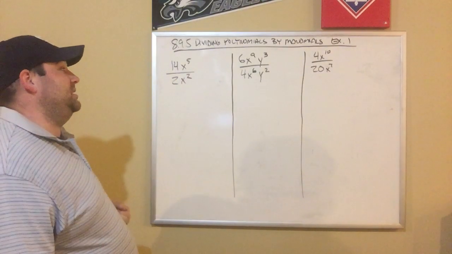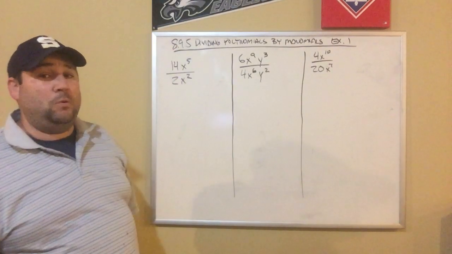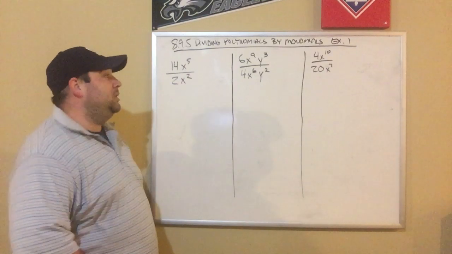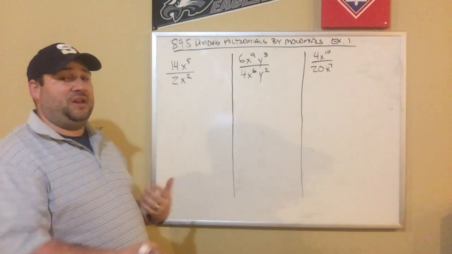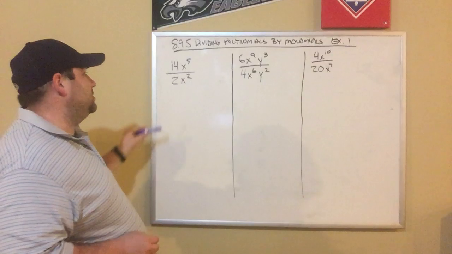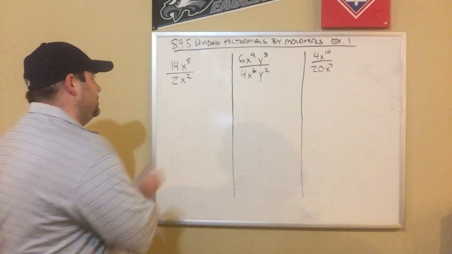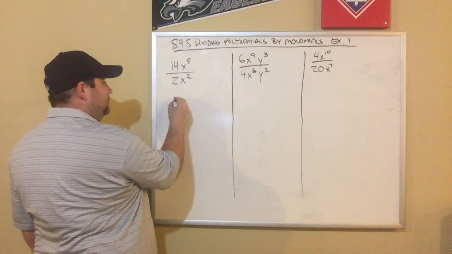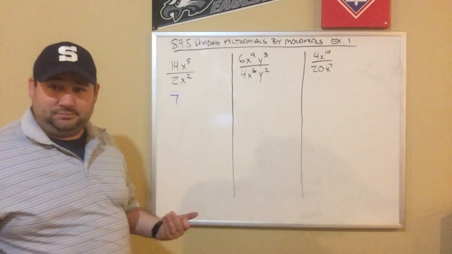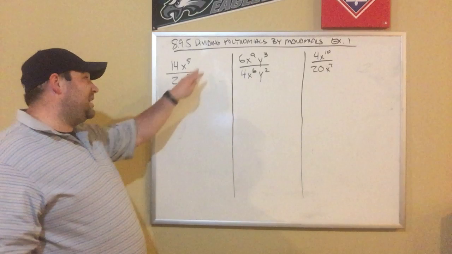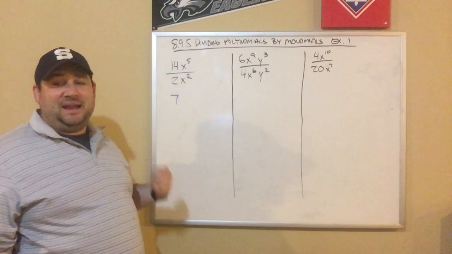We got three different examples of that, where we got one term divided by one term. So when we're dividing these, basically we're just simplifying them. We're doing everything we can do. So when I look at this, you're going to treat your whole numbers just like you would treat normal numbers. So when I look at this problem, 14 divided by 2 is just 7. Then I've got x to the fifth divided by x squared.